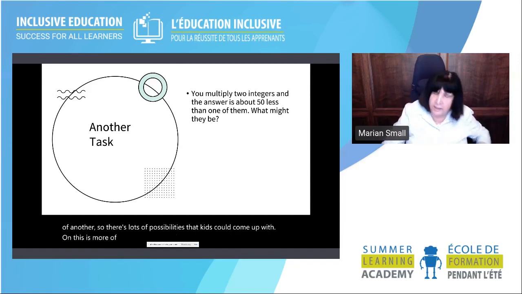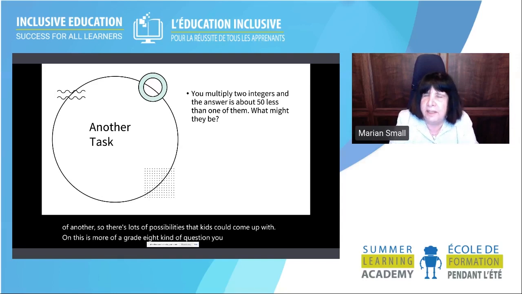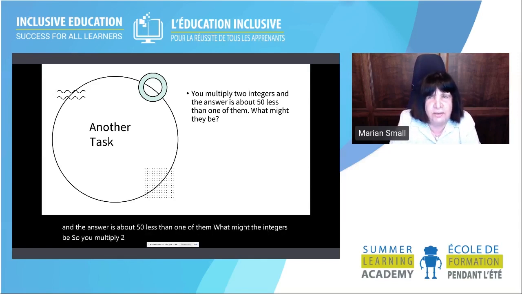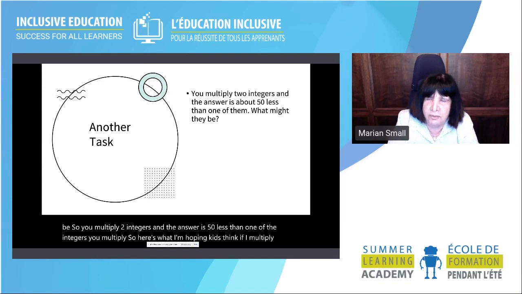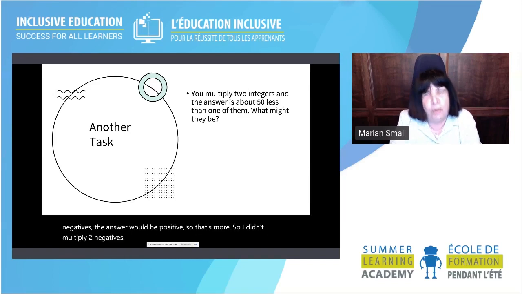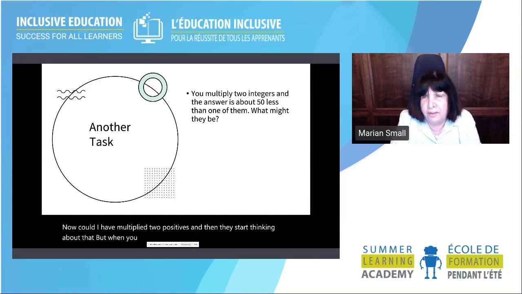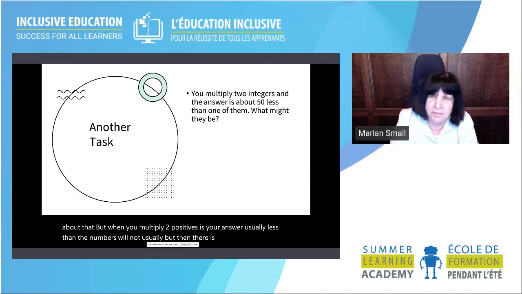This is more of a grade 8 kind of question. You multiply 2 integers and the answer is 50 less than one of the integers you multiply. What might the integers be? Here's what I'm hoping kids think. Well, if I multiply 2 negatives, the answer would be positive. That's more, so I didn't multiply 2 negatives. Could I have multiplied 2 positives? When you multiply 2 positives, is your answer usually less than the numbers? Well, not usually. But then there is that 0, guys. So there might be something you could do.